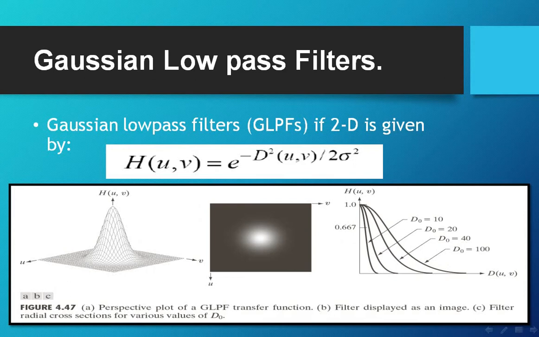Gaussian low pass filter. The Gaussian low pass filter function is H(u,v) equal to e to the power of minus D squared (u,v) divided by 2 sigma squared. Figure 4.47. The first image shows the perspective plot of a Gaussian low pass filter function. The second image shows the filter displayed as an image, and the third image shows the radial cross section for various values of D0, 1 to 4.